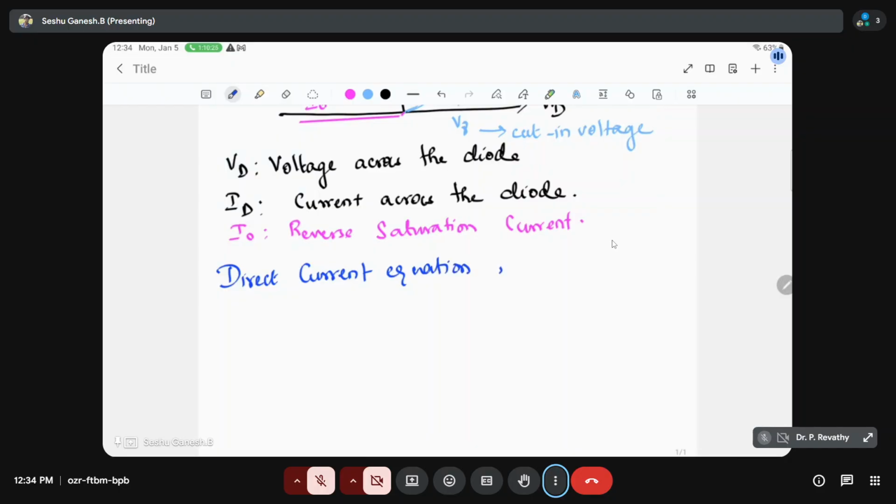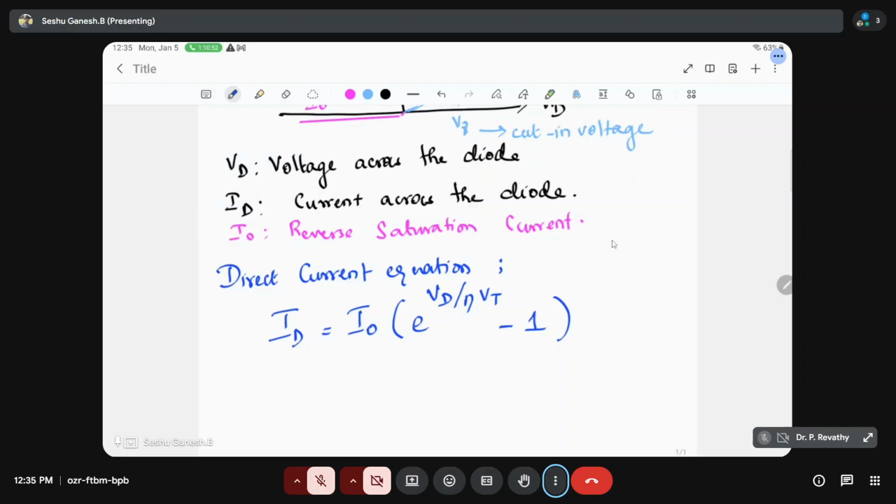is given by: diode current ID is equal to I naught, the leakage current or the reverse saturation current, multiplied by e power VD, that is the voltage across the diode, divided by eta VT, minus 1. Eta, what is eta? Eta is nothing but the ideality factor. This is the equation of the diode current.